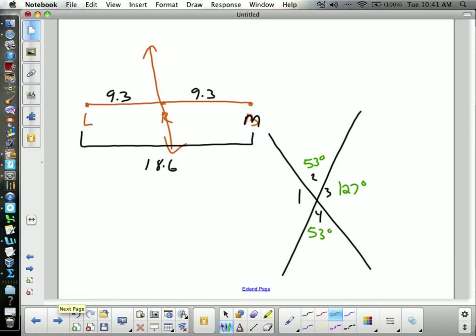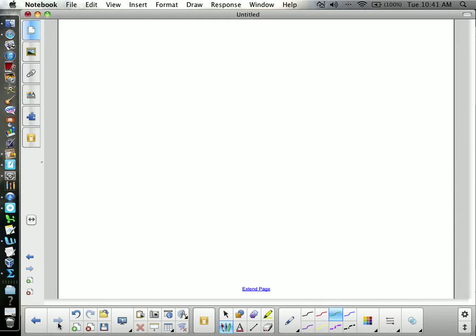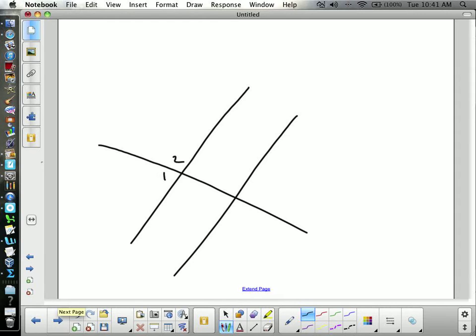Number 12, several parts. A, 5 and blank are corresponding angles. Let me redraw this in case somebody's watching on podcast real quick. So 1, 2, 3, 4, 5, 6, 7, 8. That's how these are numbered. These are parallel lines. 5 and what are corresponding angles? 1 would be corresponding. Not 3.